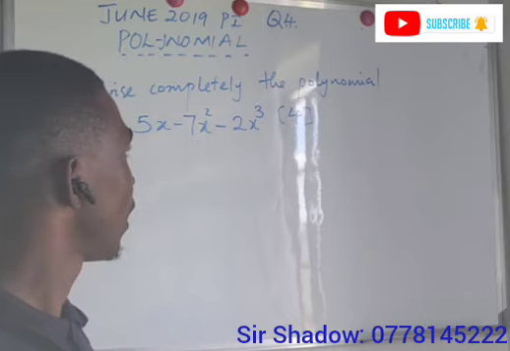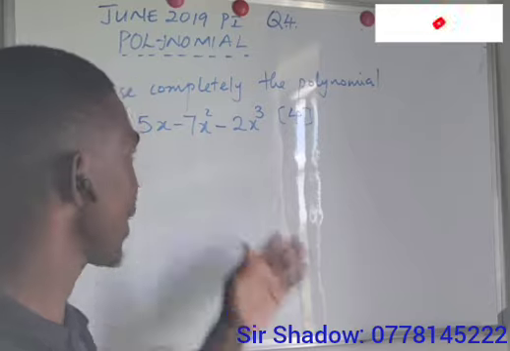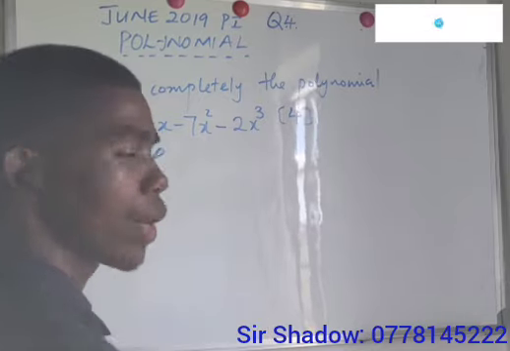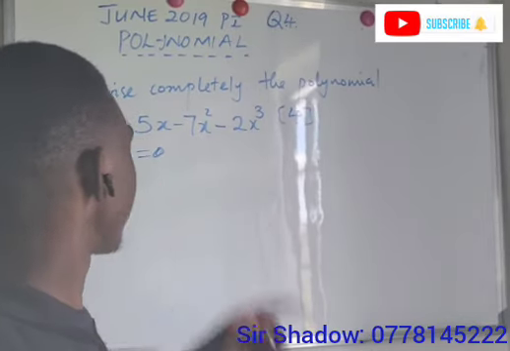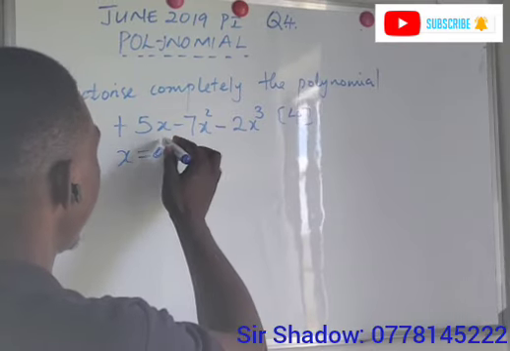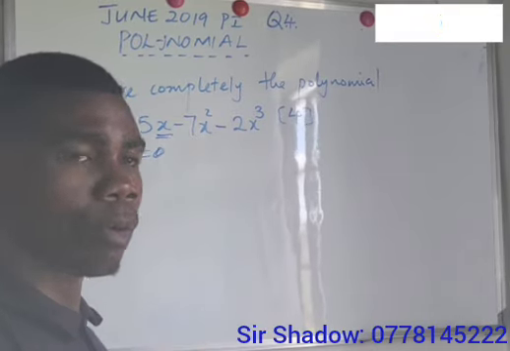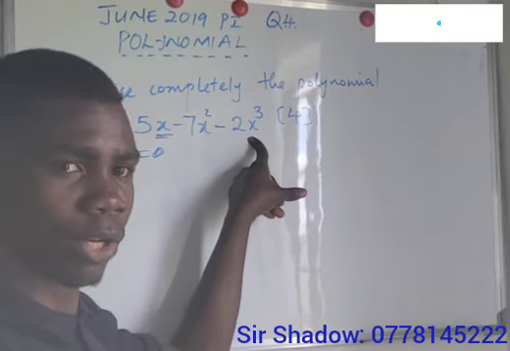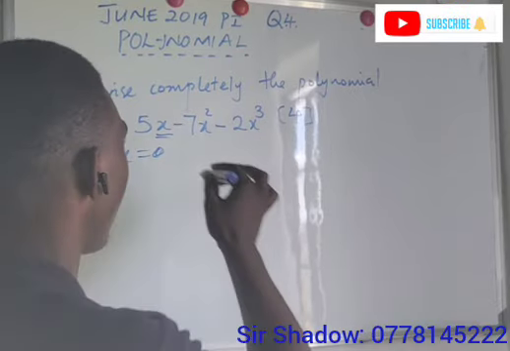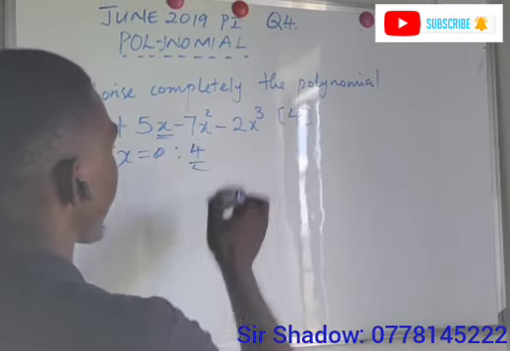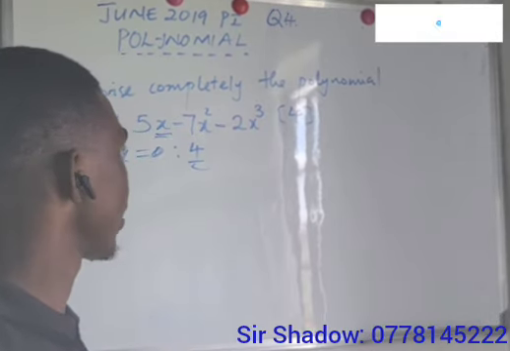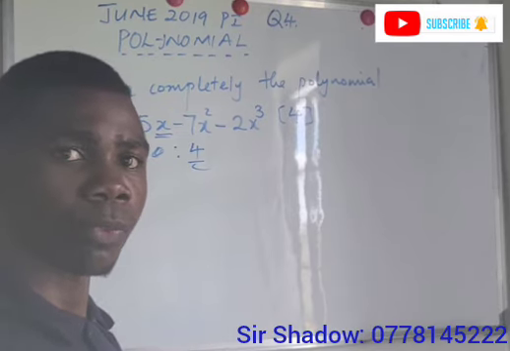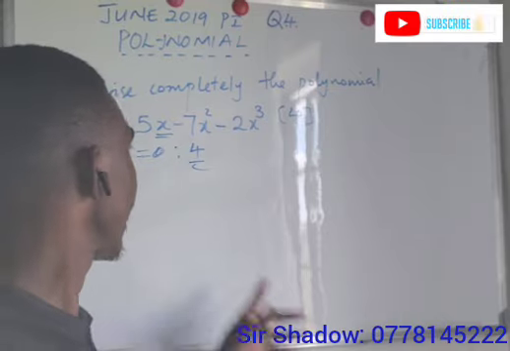So let me try when x is equal to 0. Then we have 4 plus 0, which is 4, minus 0, minus 0. So the answer is 4. When x is equal to 0, the remainder is 4, which means 0 is not a root, and you can't make it a factor. Let's try when x is equal to 1.